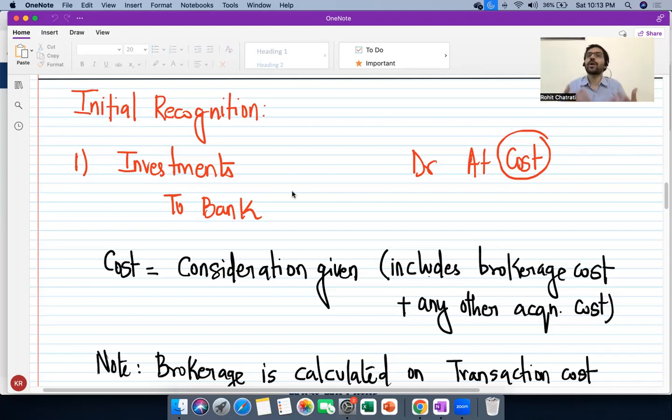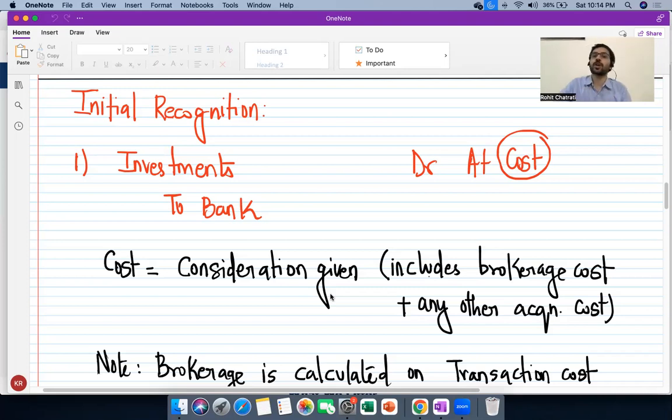Just like when you buy a fixed asset, you debit a fixed asset, over here also we are buying an investment. You've purchased an investment or a debenture, and therefore you're going to debit that investment in debentures and credit the bank. Now the amount is going to be the cost of the investment. The value that we are going to debit is going to be the cost. Therefore comes our next discussion: what do we mean by cost? What is supposed to be included in cost? Now cost is nothing but the consideration that I'm giving.